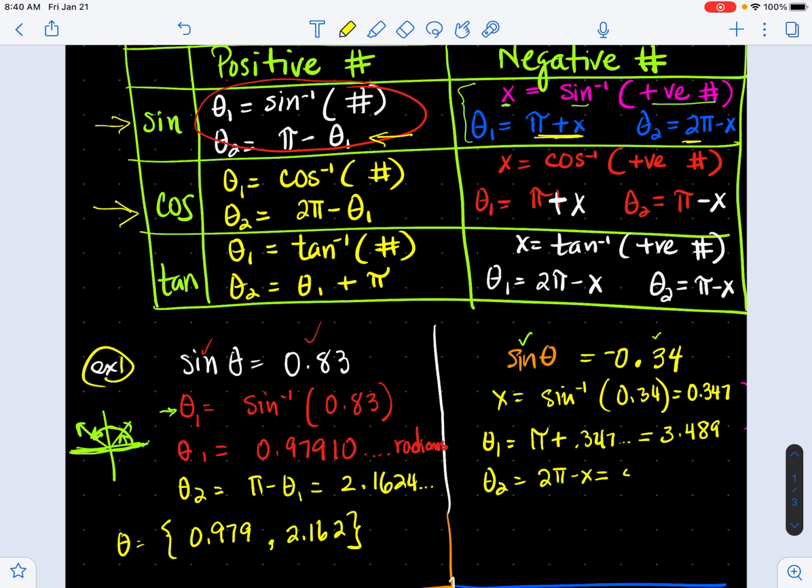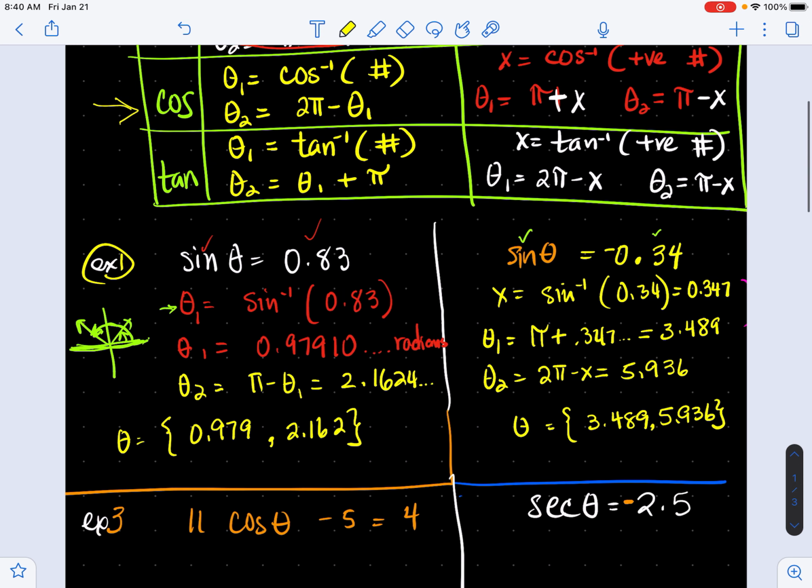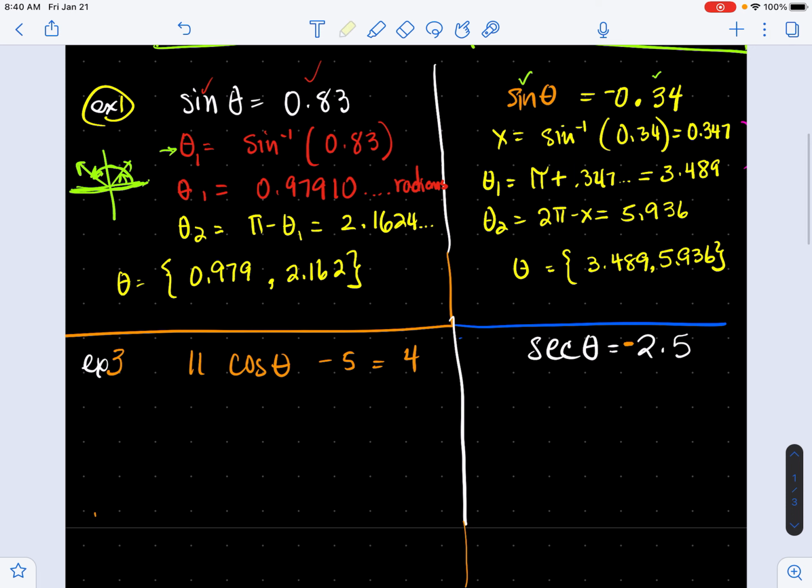And that turns out to be 5.936 radians. So both the answers are... Check to see on MathXL what they want their rounding to be. I'm rounding to the thousandths. MathXL may ask for hundredths. So just be careful with that.